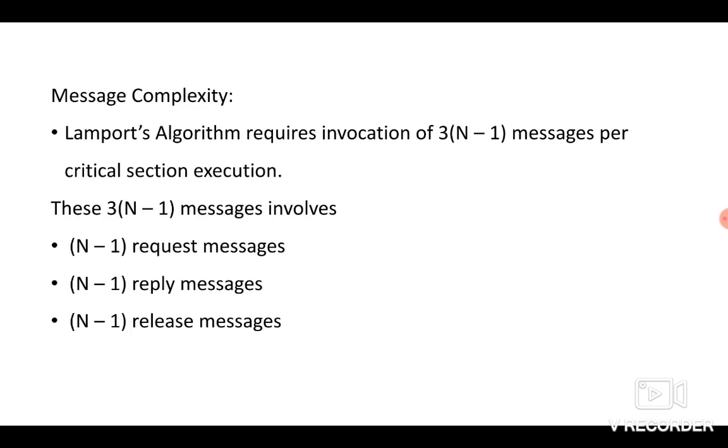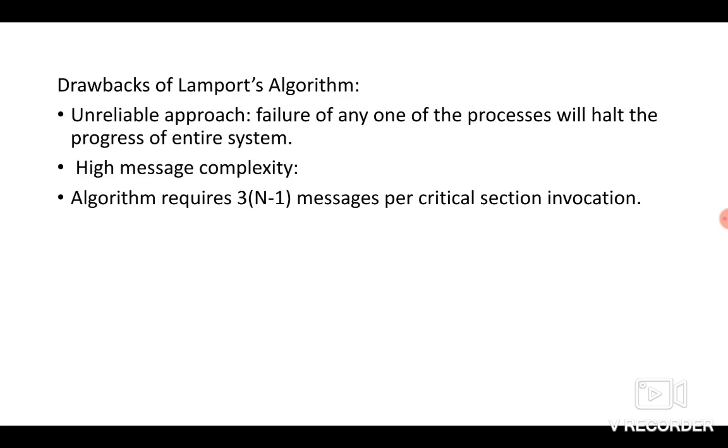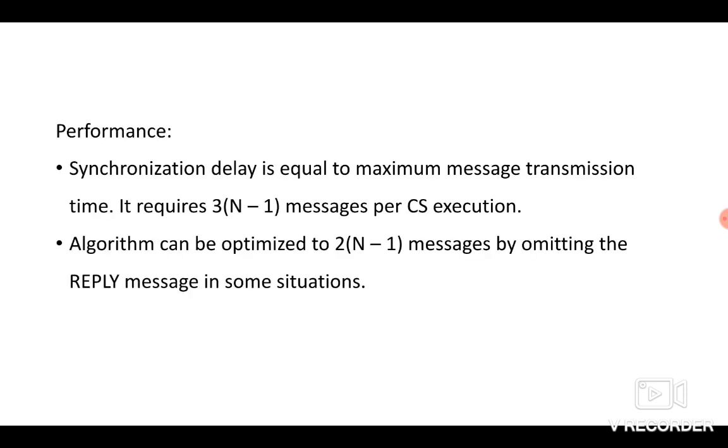The message complexity of this algorithm is 3(n-1). That is, it requires n-1 request messages, n-1 reply messages and n-1 release messages. So totally 3(n-1) messages we need. The drawbacks of this algorithm are that it is a very unreliable approach and has high message complexity. That is, we need 3(n-1) messages for every critical section invocation.